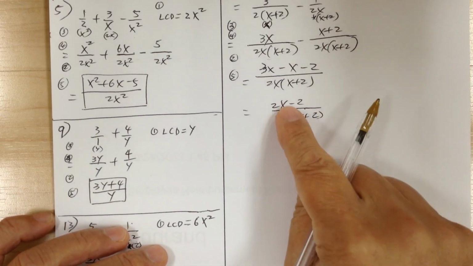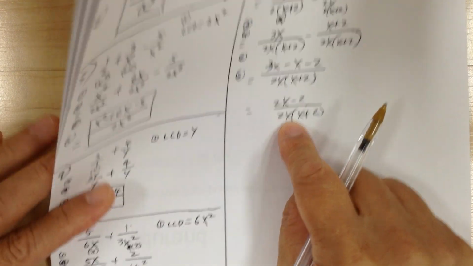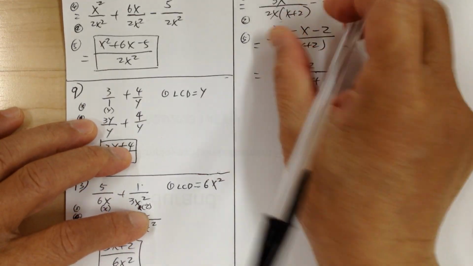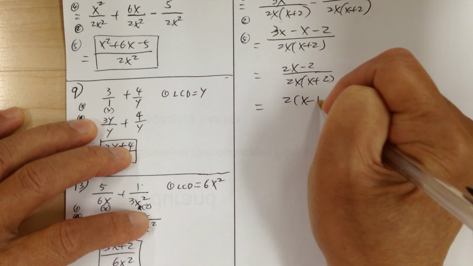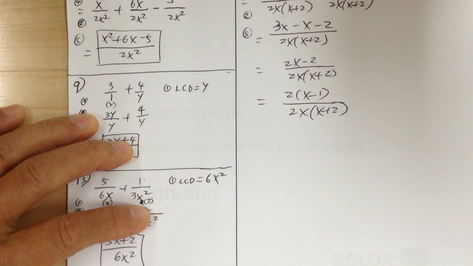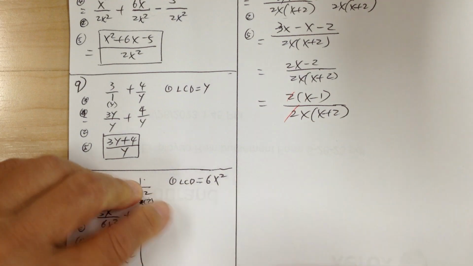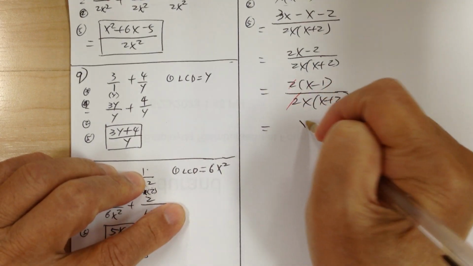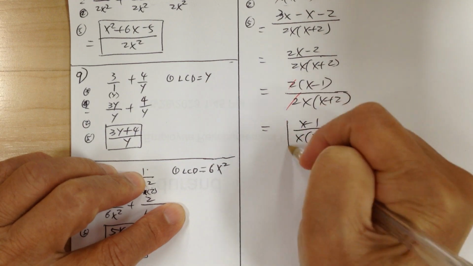Now don't cancel out the 2x. You cannot cancel out the 2x. What you need to do is the factoring. So after you combine them, you have to factor. You can factor out the 2. Now if you notice, you can go and cancel out the 2, right? You got a 2 here and 2 here. So your final answer would be x minus 1 over x plus 2.